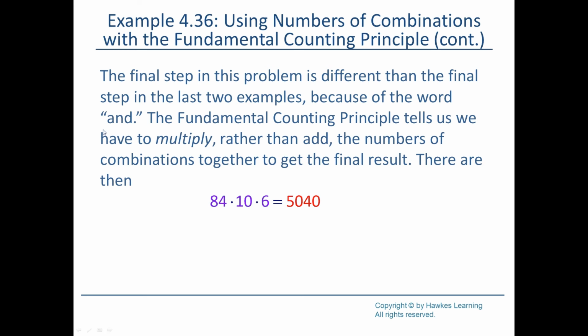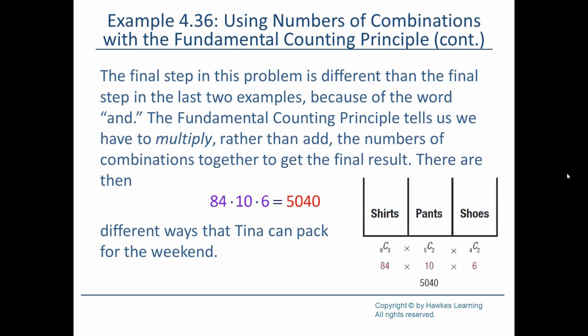I do want to emphasize that the word and here implies multiply. It's and, meaning you have to choose the shirts and choose those pants and choose those shoes. In probability, or indicates adding, and and indicates multiplying. And here's an interesting little drawing that might help see this. Shirts, pants, shoes. They're independent of each other because we specified everything matches. There's 84 ways of getting her shirts, 10 of her pants, 6 of her shoes. So by the fundamental counting principle, it's just the product of those.